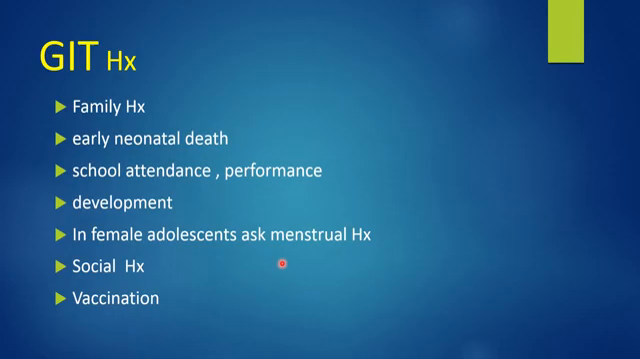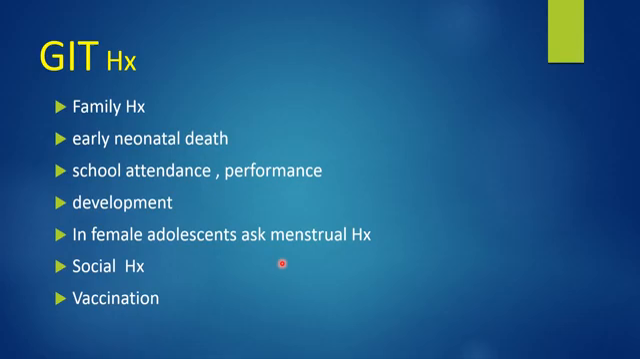Also related disease, like when a patient presents to you with autoimmune disease like autoimmune hepatitis, we can ask about other autoimmune disease in other family members. Early neonatal death is very important, because some GIT diseases may cause early neonatal death.